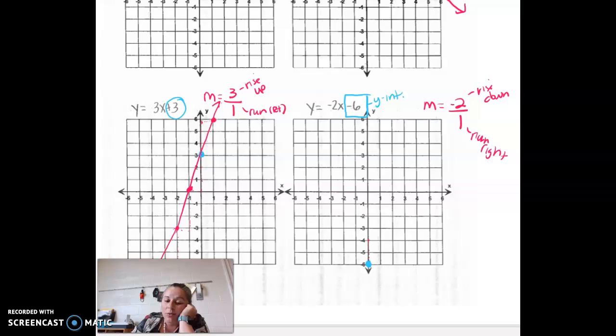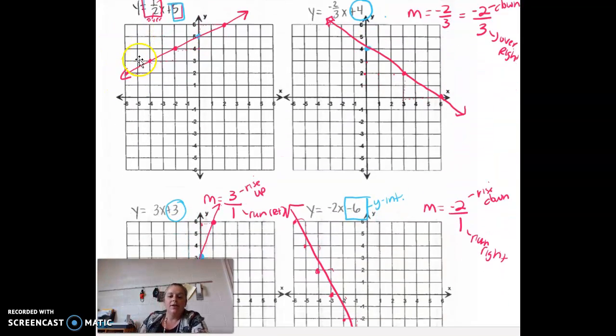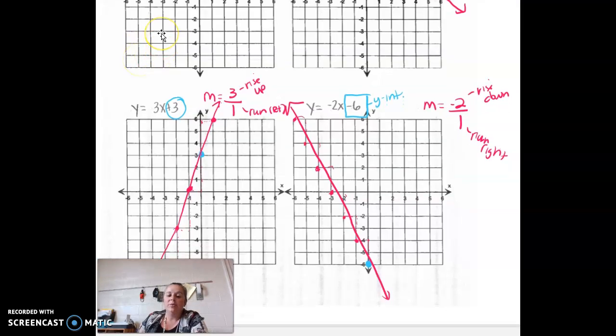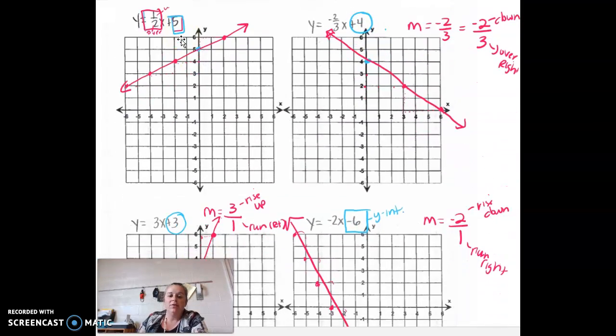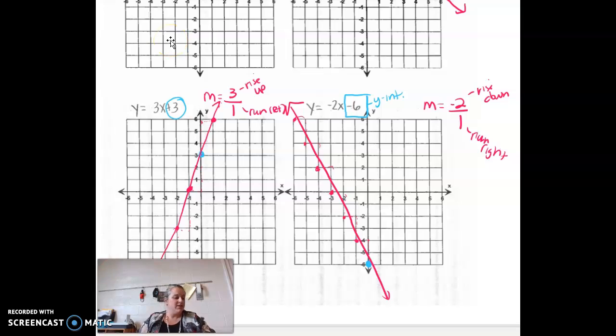So I'm not going to go right. I'm going to go left 1. And then up 2. And then over 1. And up 2. And over 1. And up 2. And over 1. Oh, there we go. And then I got some points here. Draw a line through them, and it does look like my graph is decreasing, which is what I wanted. My slope is negative, so my graph should be going down. Okay, so that's it for this one.